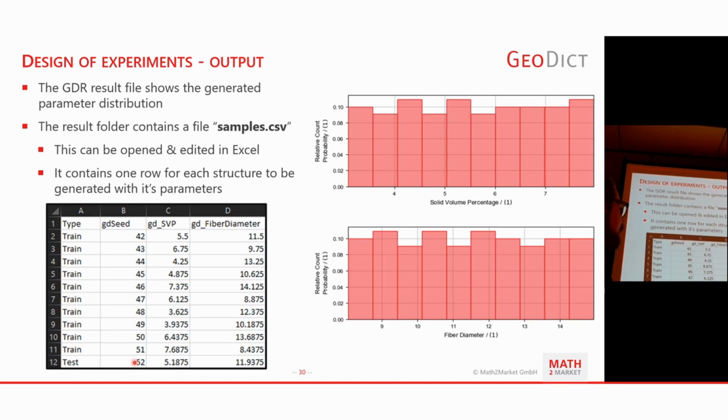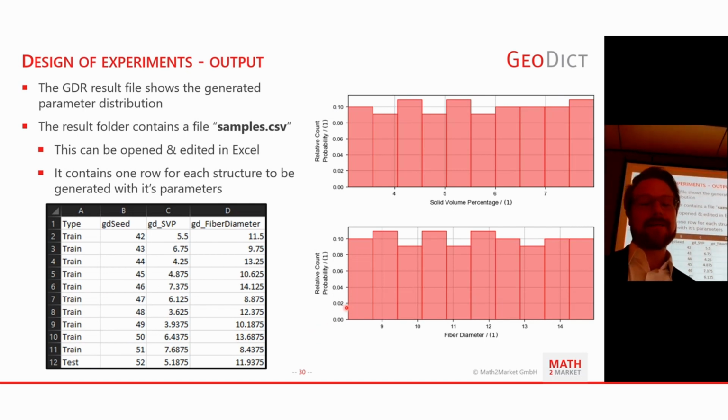So this test structure is going to be different from all the other training structures up here because it has a different random seed. And we have the SVP value, the solid volume percentage, and the fiber diameter for that structure. So that basically just generates this table. You can look at the values, look at the distribution, plot these values in Excel, and also modify them in Excel. Or you can generate a file like this from scratch in Excel in order to match your distribution as you want to fit it.